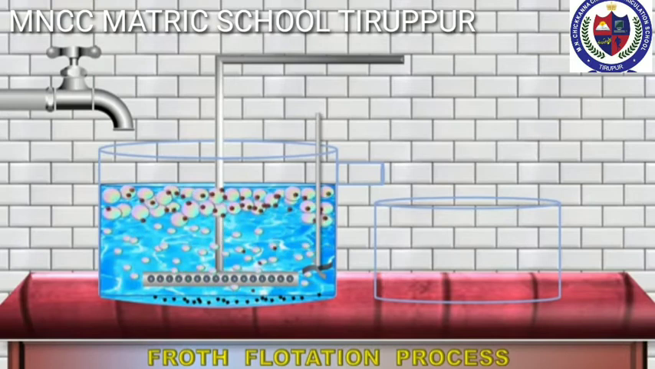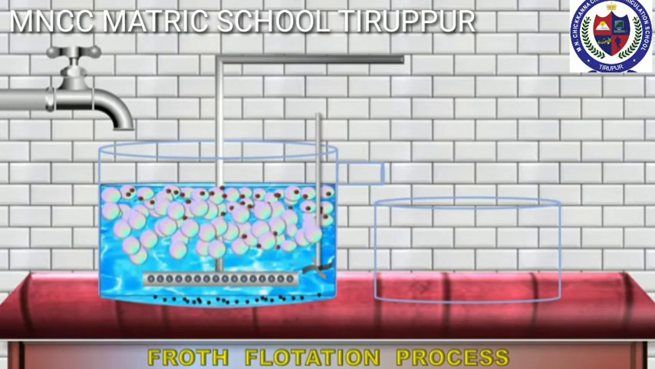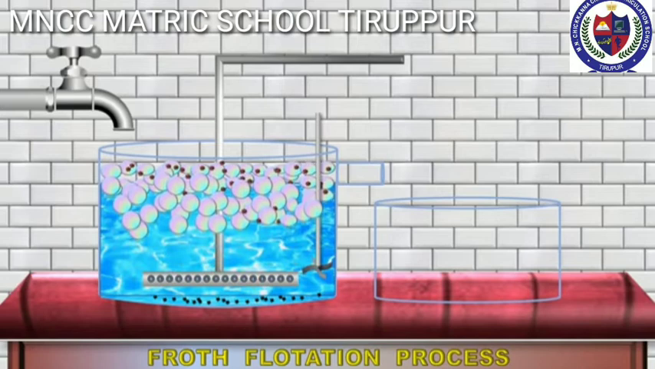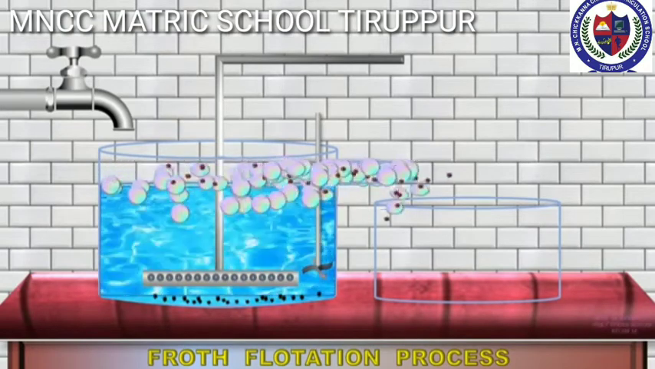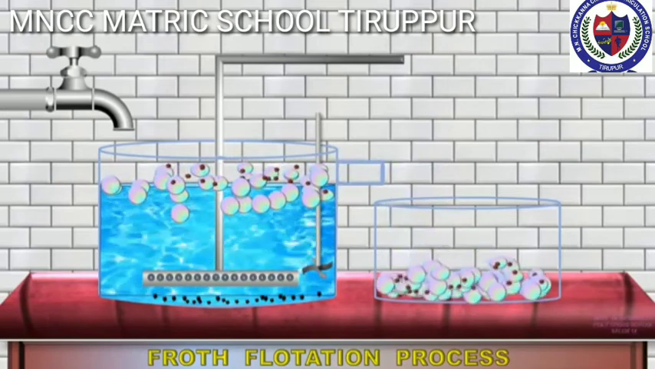The principle of this method depends on the preferential wettability of the ore with oil, pine oil, and the gangue particles by water. Lighter ores such as sulfide ores are concentrated by this method.